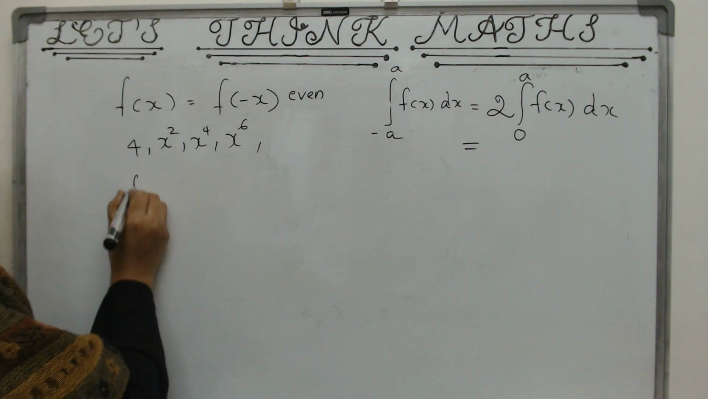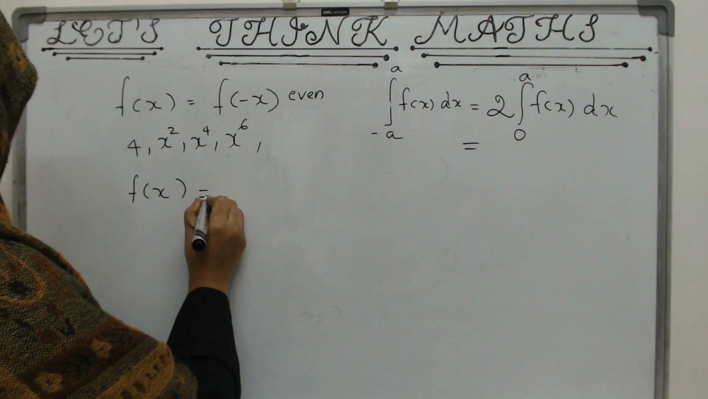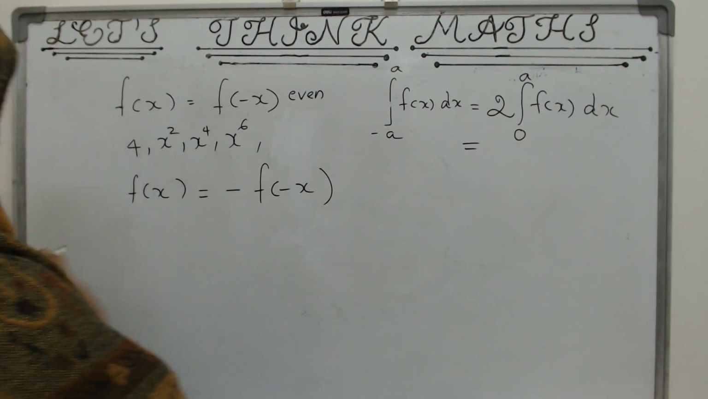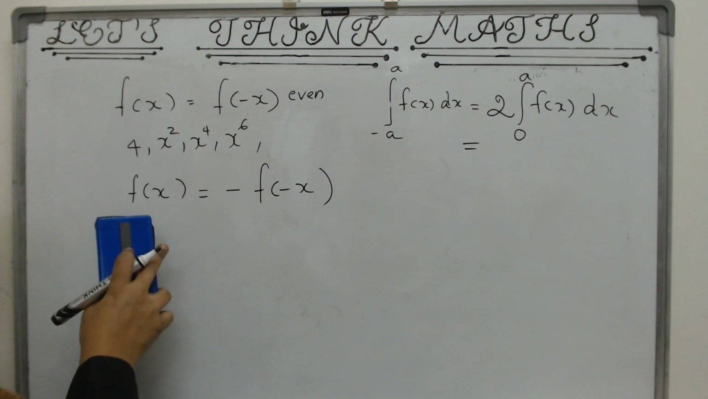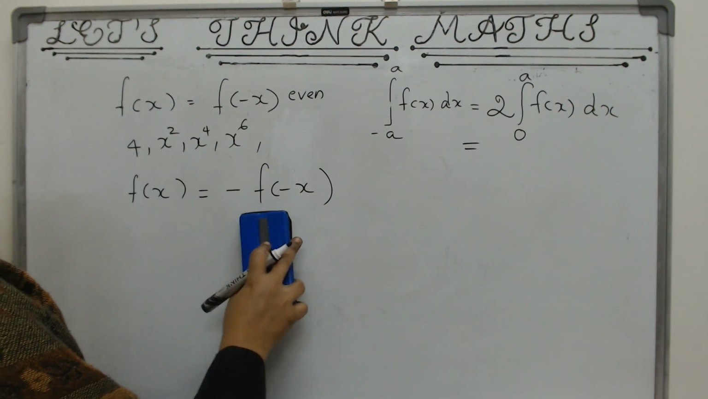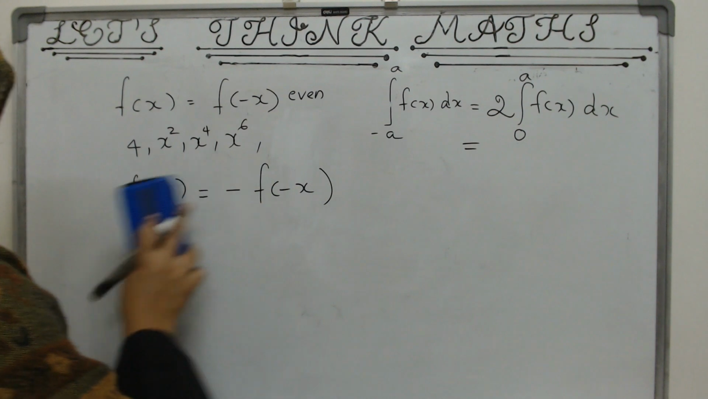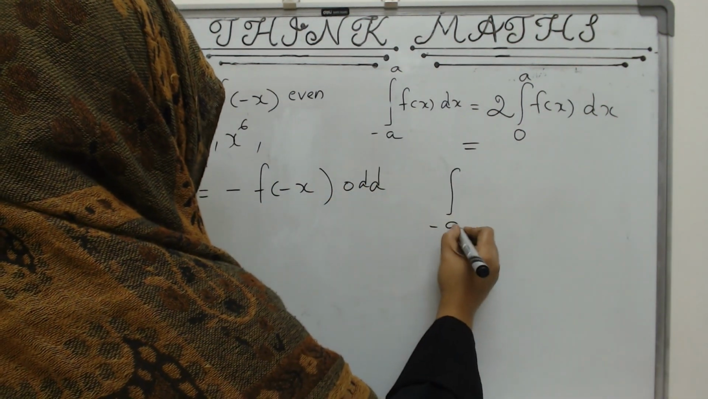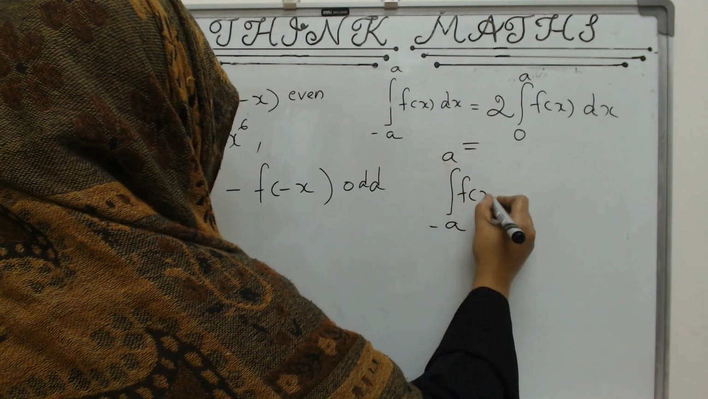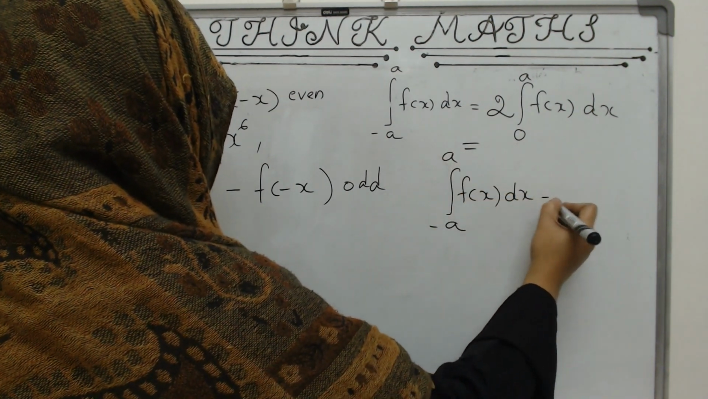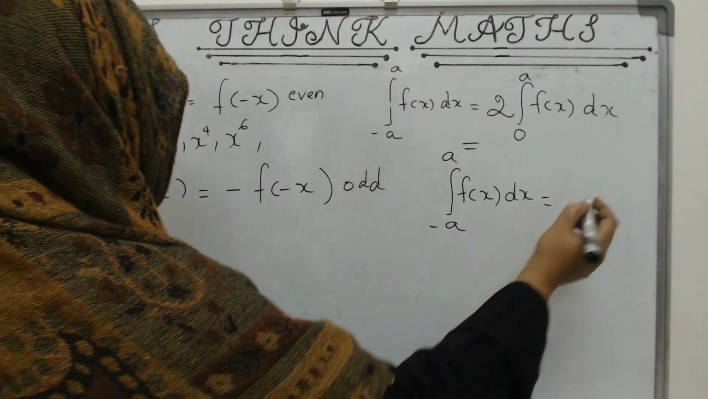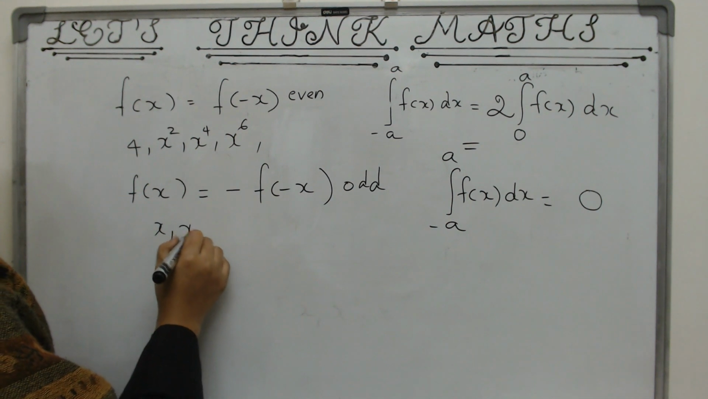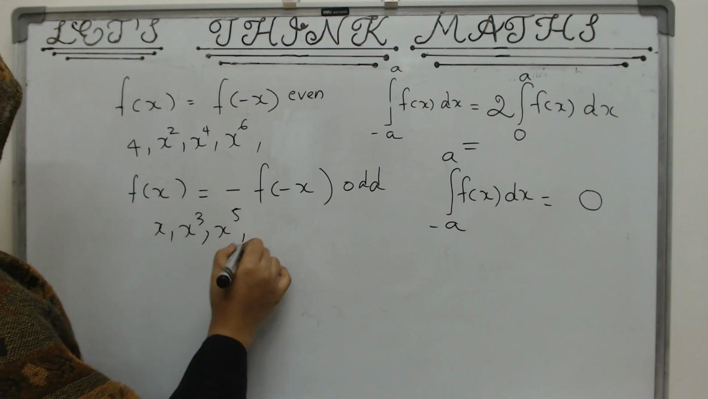So what is an odd function? If instead of x, you put minus x, then the answer you get is the negative of f of x. If f of x is equal to minus of f of minus x, then such a function is said to be odd. And in that case, what happens? If you integrate it from minus a to a, any negative number to the same positive number, you will just get 0. Now what are the odd functions? x, x cube, x raised to 5, etc.